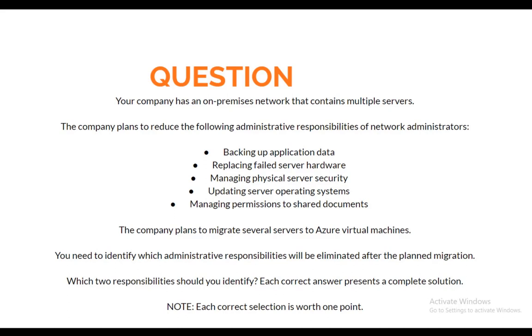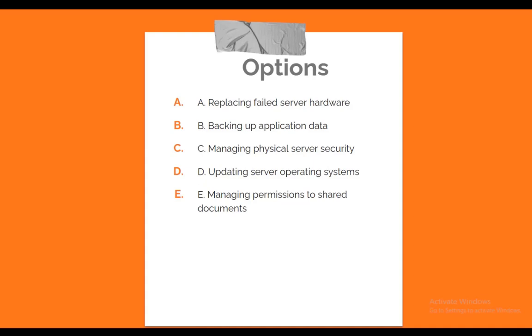Next question. Your company has an on-premises network that contains multiple servers. The company plans to reduce the following administrative responsibilities of network administrators: backup application data, replacing failed server hardware, managing physical server security, updating server operating systems, managing permissions to shared documents. The company plans to migrate several servers to Azure virtual machines. You need to identify which administrative responsibilities will be eliminated after the planned migration. Which two responsibilities should you identify? Each correct answer presents a complete solution. Note: each correct selection is worth 1 point. And here are the options.